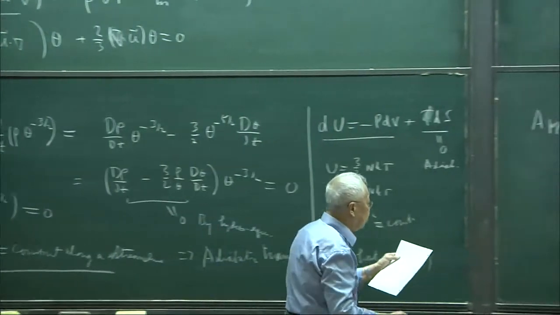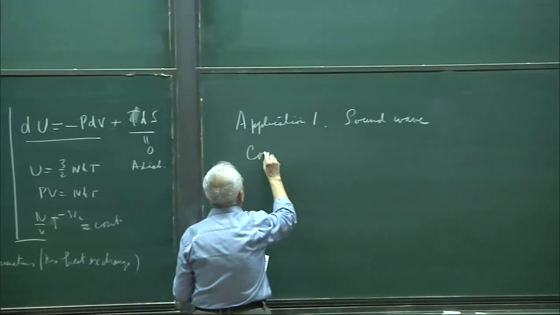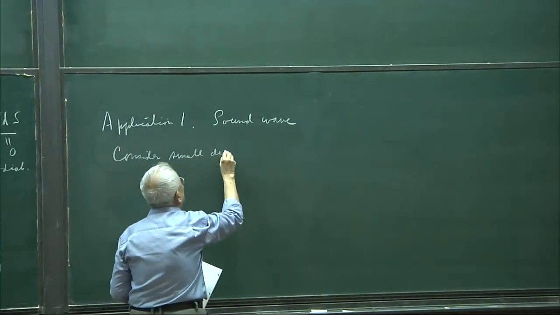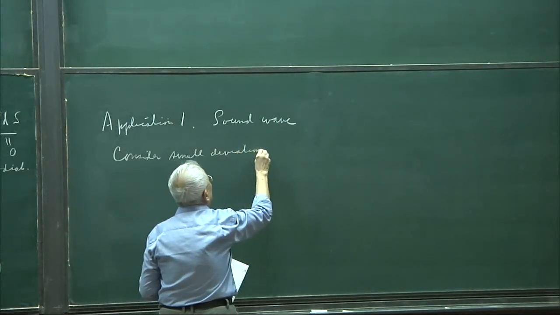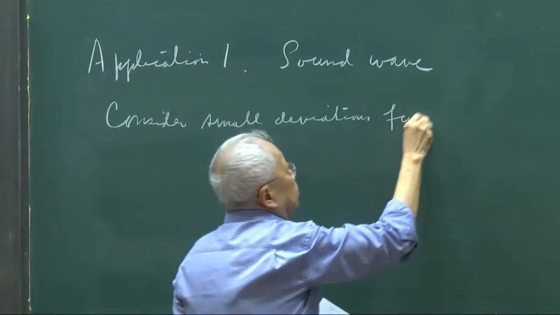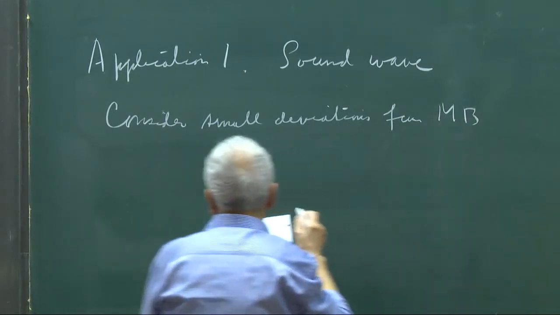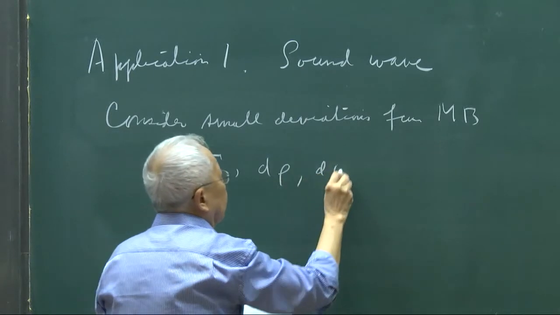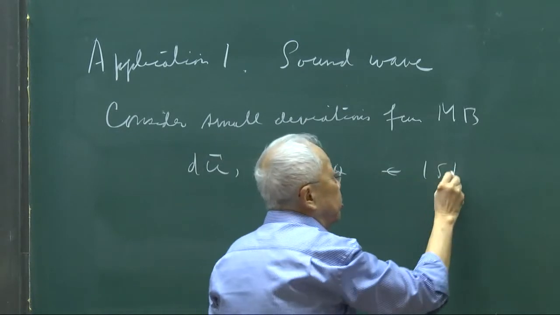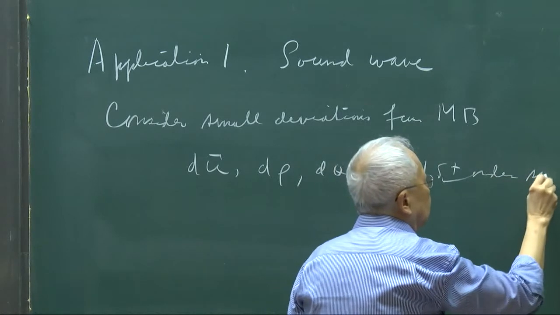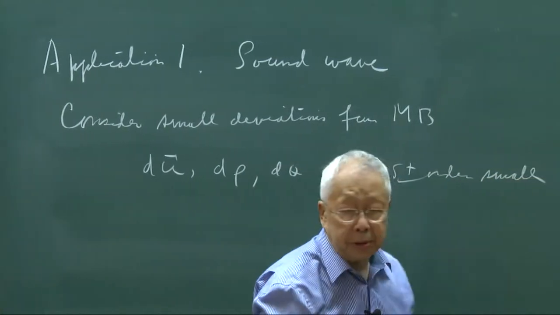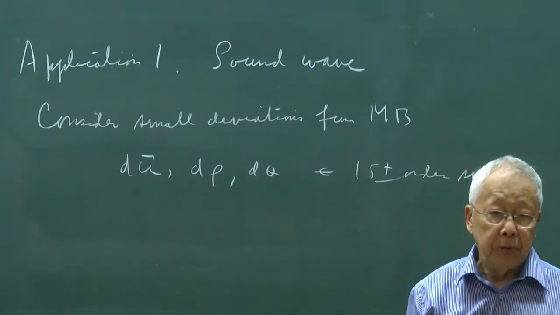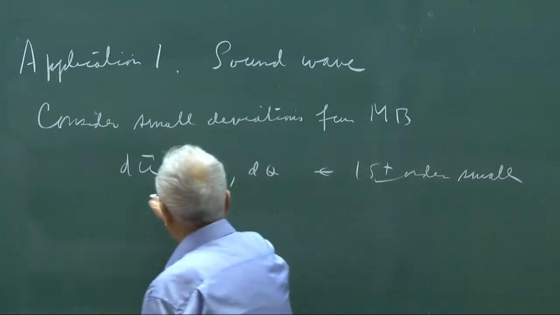So consider small deviations from the equilibrium of Maxwell-Boltzmann. So du, d rho, d theta, these are considered first order small. Here's the concept of order again. That is, you ignore second order small quantities. We just keep the first order small quantities. That is, the product of these two will be neglected.